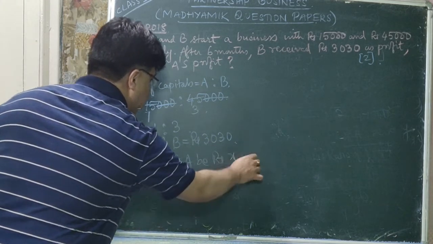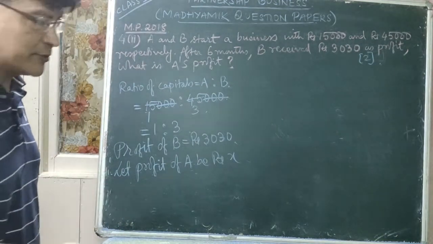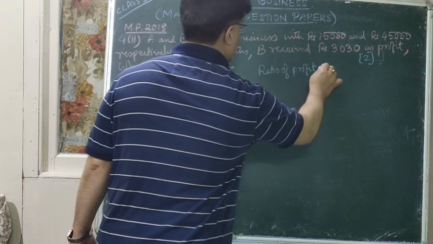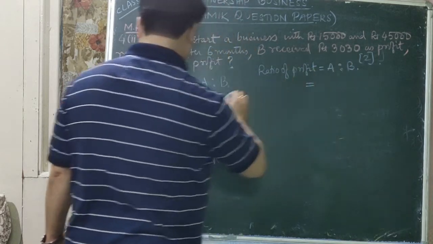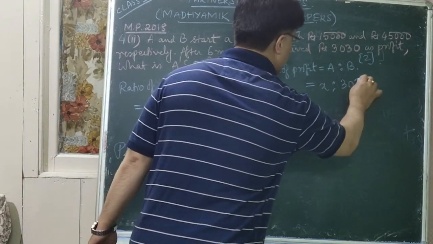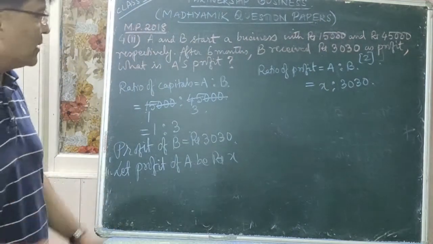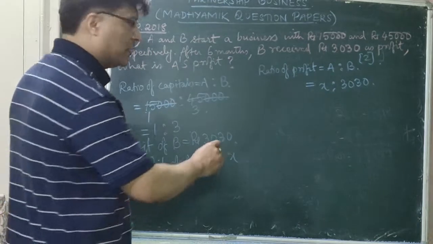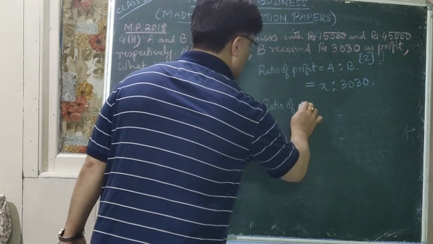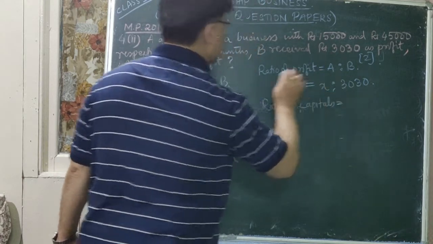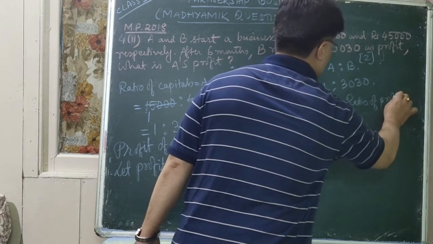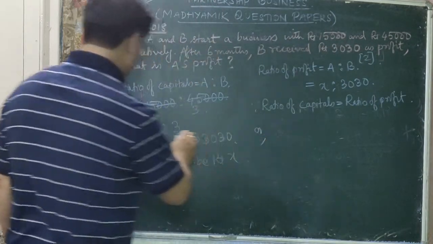Let profit of A be rupees X. Okay, A's profit we suppose is X. The ratio of profit is equal to A is to B, that is X is to B's profit, 3030, it is 3030, right? As you know that ratio of capitals is equal to ratio of profit. Is that clear? So, what is ratio of capitals here?